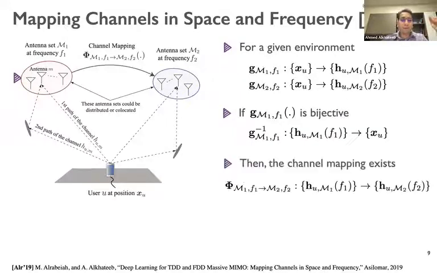There is a condition, of course, for this to happen. Before going into the details, you can check the paper for a more formal proof. But the key idea here is that we define two mapping functions from the set of positions of the user to the channels at the first set of antennas and the second set of antennas. The only condition that needs to be satisfied is that the mapping between the positions and the channels at the first set of antennas is bijective. So basically, any two positions will lead to two different channels at the first set of antennas.